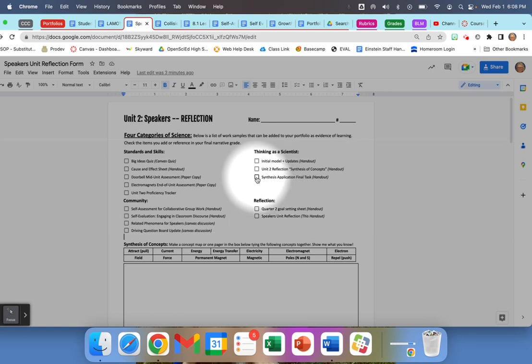Please note that in Thinking as a Scientist, we will not be doing the synthesis application final task, so you can simply check that and cross it off.